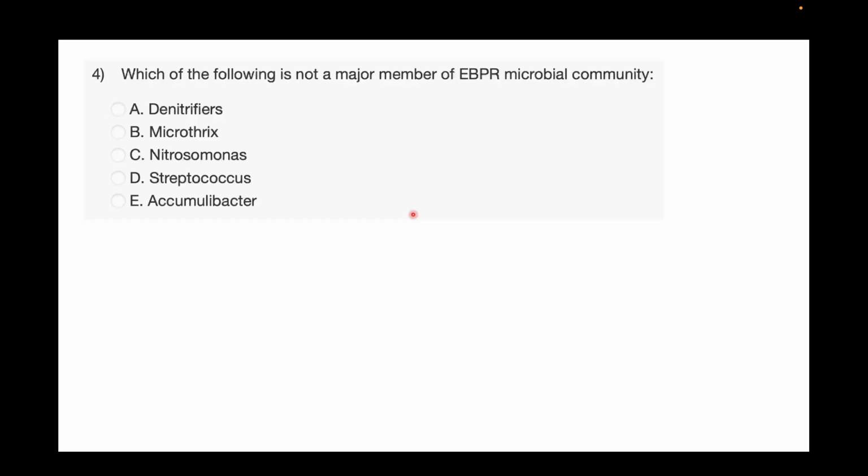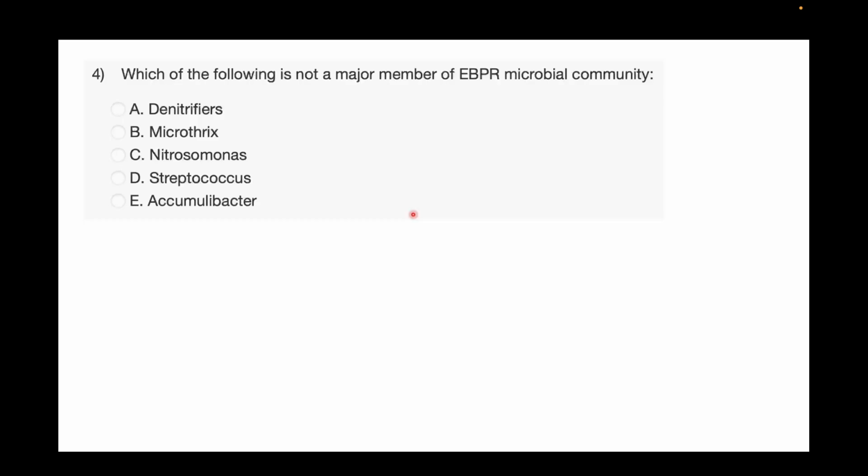Okay, I think it's enough time for this question. Which of the following is not a major member of EBPR microbial community? Let us check the chat box if people have answered. There are a variety of answers. Ashwini says option D, Ankita is saying option C, and Tuhin is saying option D. Let us see what is the correct answer to this question number 4.